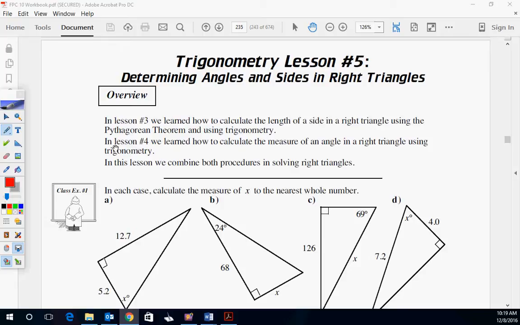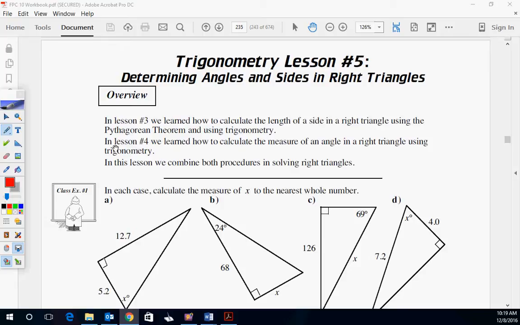So, guys, lesson 5 is a combination of 3 and 4, because it says determining angles and sides in right triangles. In lesson 3, we figured out missing sides using trig ratios. Yesterday, we found the angles. Remember the inverse sine, inverse cosine? So now it's a combination.